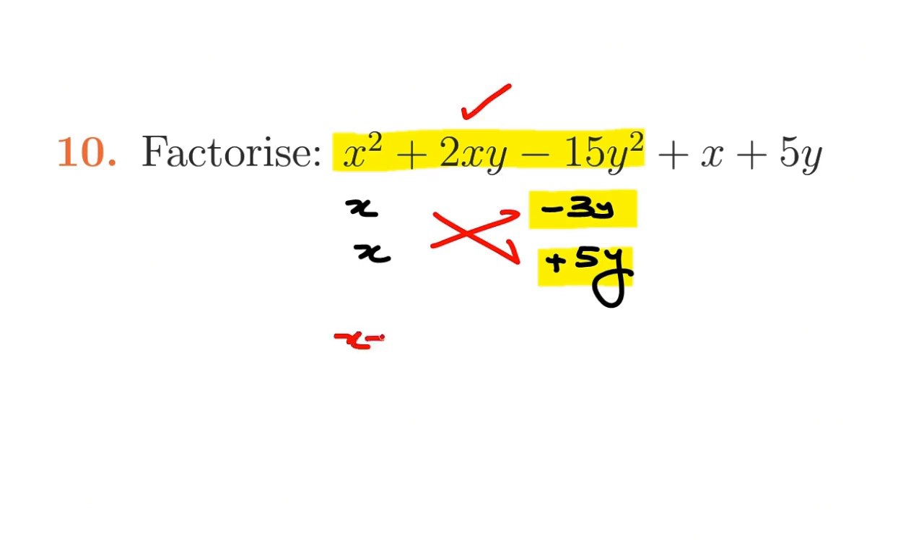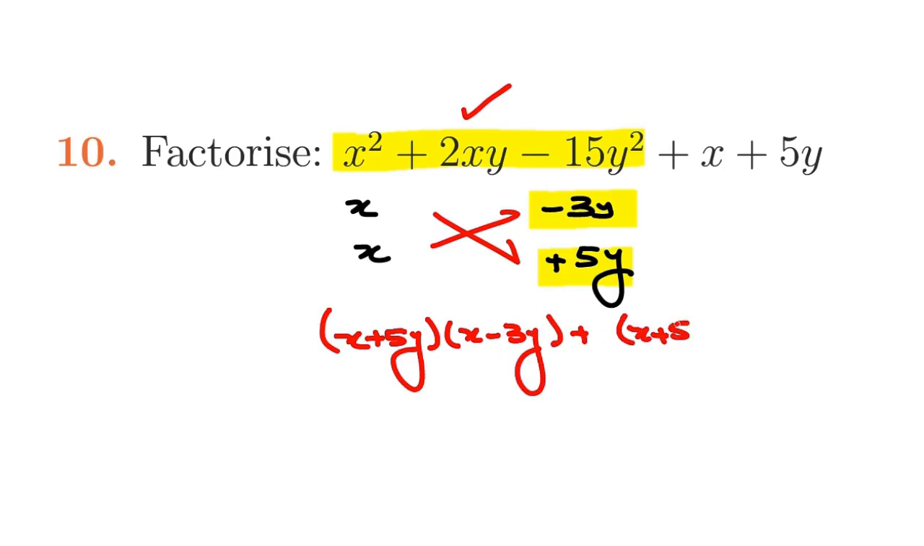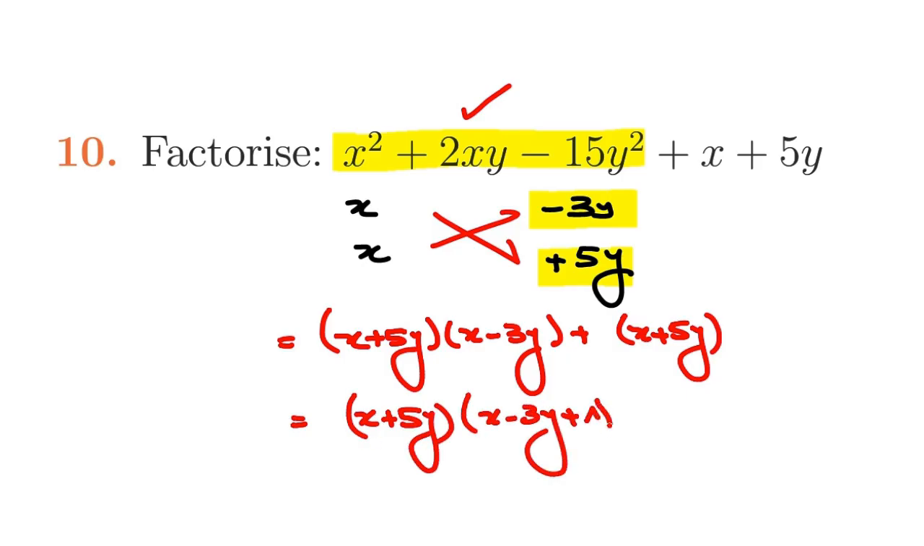Therefore, (x plus 5y) times (x minus 3y). There's also an x plus 5y at the back. Now, in the next step, we factor out the x plus 5y terms. Therefore, we're left with x minus 3y plus 1. This was the 10th question.